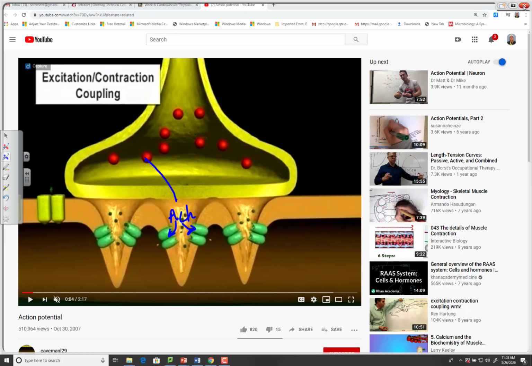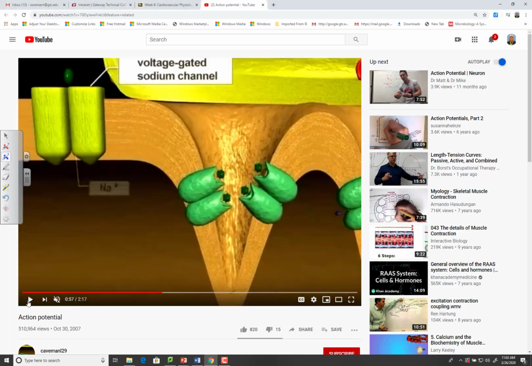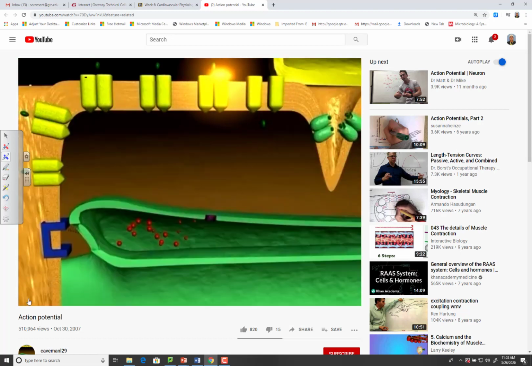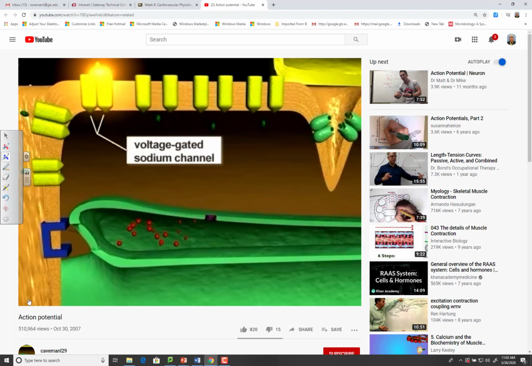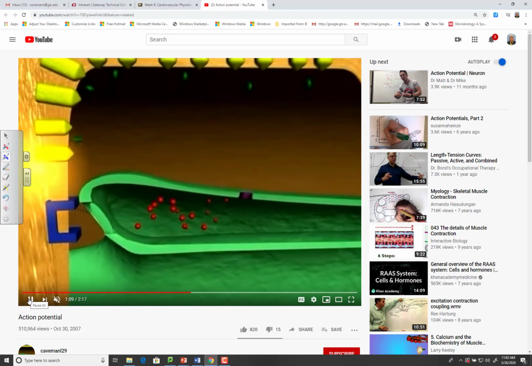Now, what I want you to know is once the acetylcholine is bound to that acetylcholine receptor on the muscle cell membrane, it's going to create an electrical impulse that travels over and around the muscle cell membrane. There it goes, lighting up. Look at that. When you contract muscles, they just sparkle. All right.